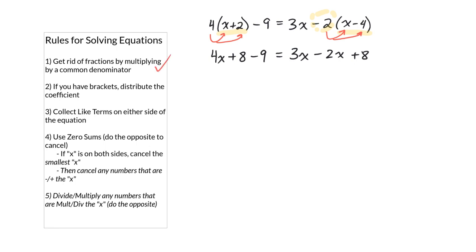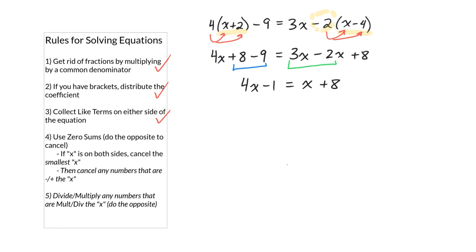So I don't have any fractions. I've distributed so that I don't have any brackets. My next step is to collect like terms on either side of the equation. On the left side of the equation, I don't have any more x's other than the 4x in the front, but I can simplify 8 minus 9. On the right side of the equation, I have a 3x and a -2x. Those are like terms. I can combine them, and the 8 is left on its own. So the next line of my equation looks like this. So step 3 is also completed.